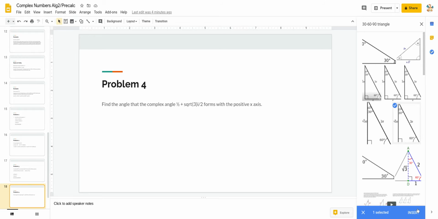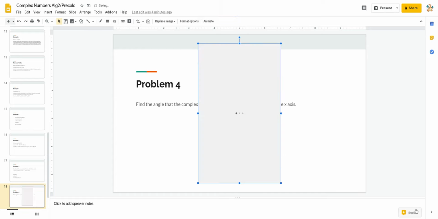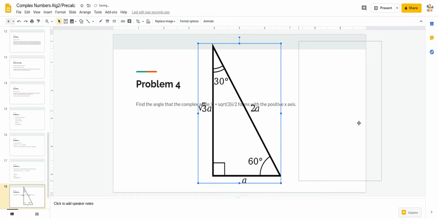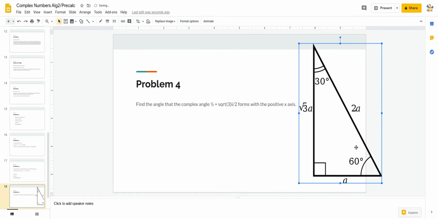Okay, yeah. This one should be good. Okay, so this is your 30, 60, 90 triangle. The side adjacent to the 60 degrees, if that's a, the side adjacent to the 30 degrees is root 3 a, and your hypotenuse is going to be 2a. Do you guys get that?